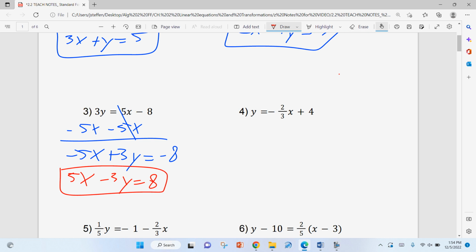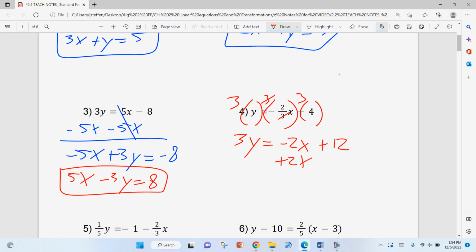So to get rid of the fraction, the denominator is 3, and so I'm going to multiply everything by 3. So 3 times y is 3y. There the 3's cancel, so we're left with -2x, and 3 times 4 is 12. Now we can get it in standard form. Add the 2x. So now we have 2x plus 3y is equal to 12.